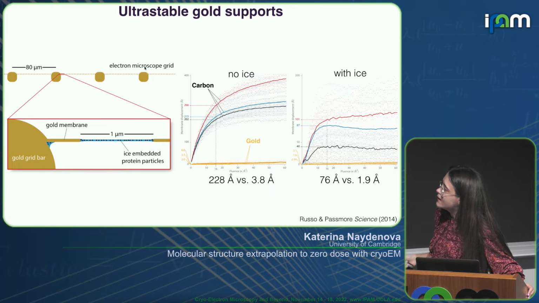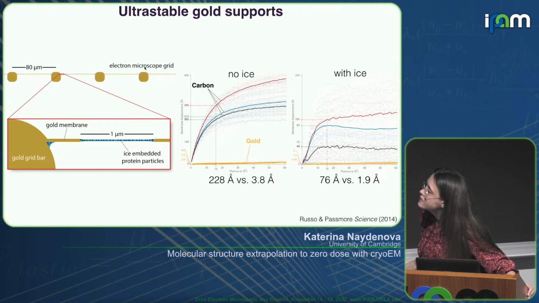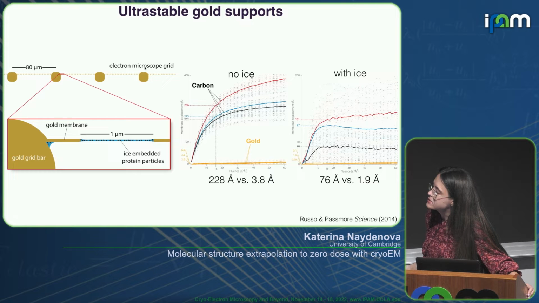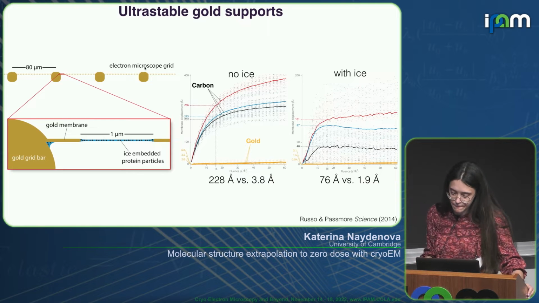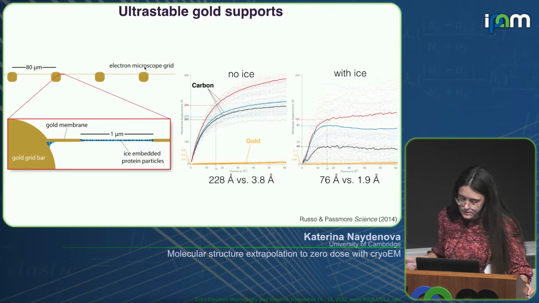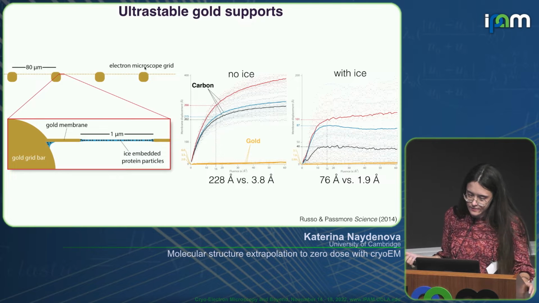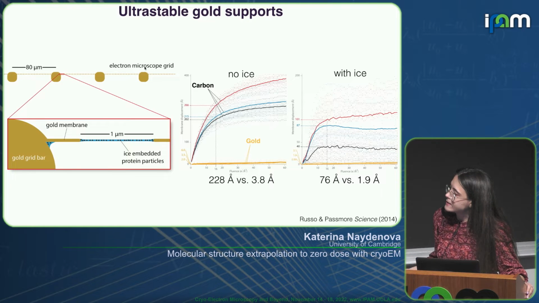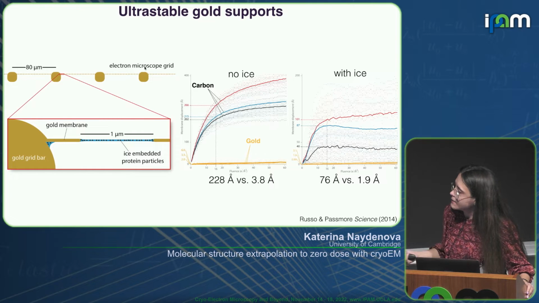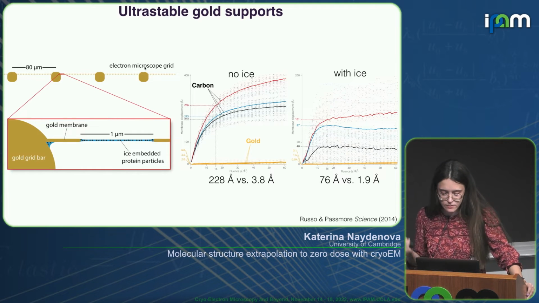Both with and without specimen, and both in the in-plane direction of the support, but also transversely. So in this talk, everything I'm going to talk about is going to be about grids where both the grid bars and the grid foils are made of the same conductive material, gold.